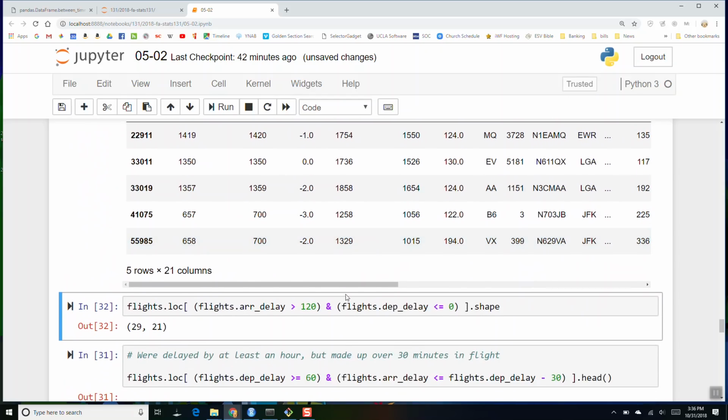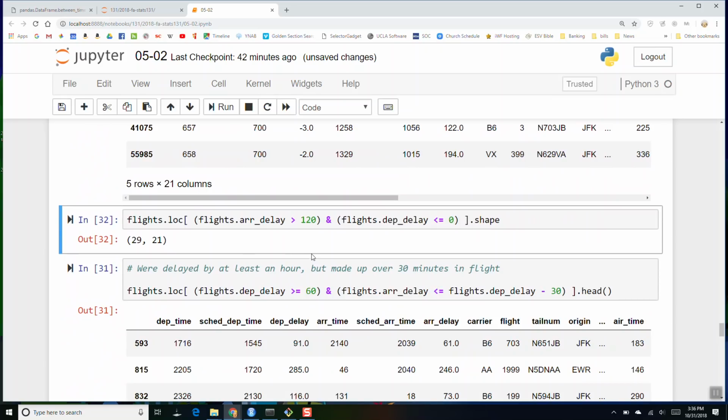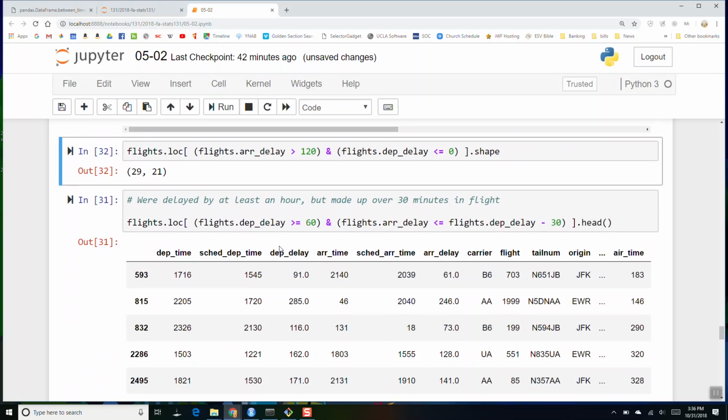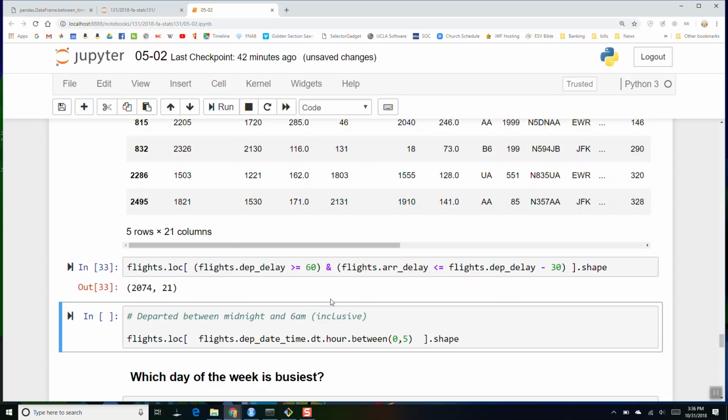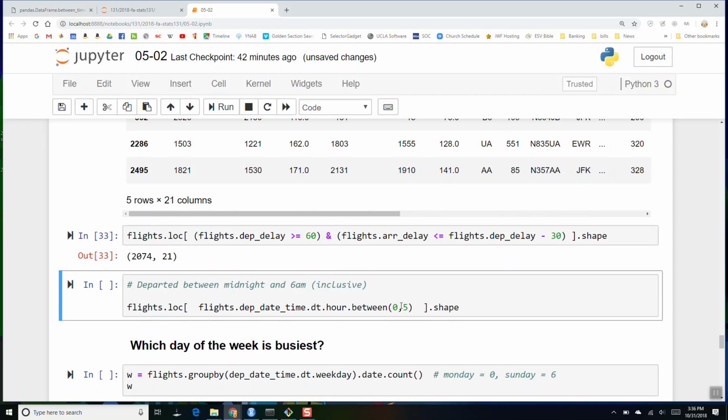Okay, so there were 29 flights, which is not a lot. There were 29 flights that somehow arrived 2 hours late, even though they left on time. And then there were a lot more flights where they made up that half hour.